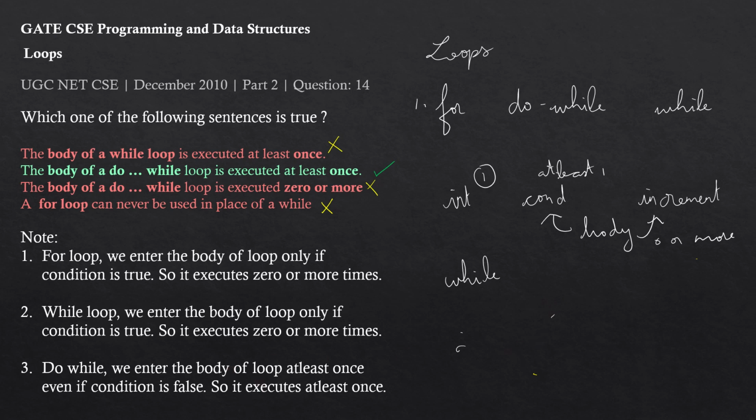Now do while. Suppose you want to execute the body at least once, right? That is when you choose the do while over the while. So we repeat a set of statements and then we check the condition.